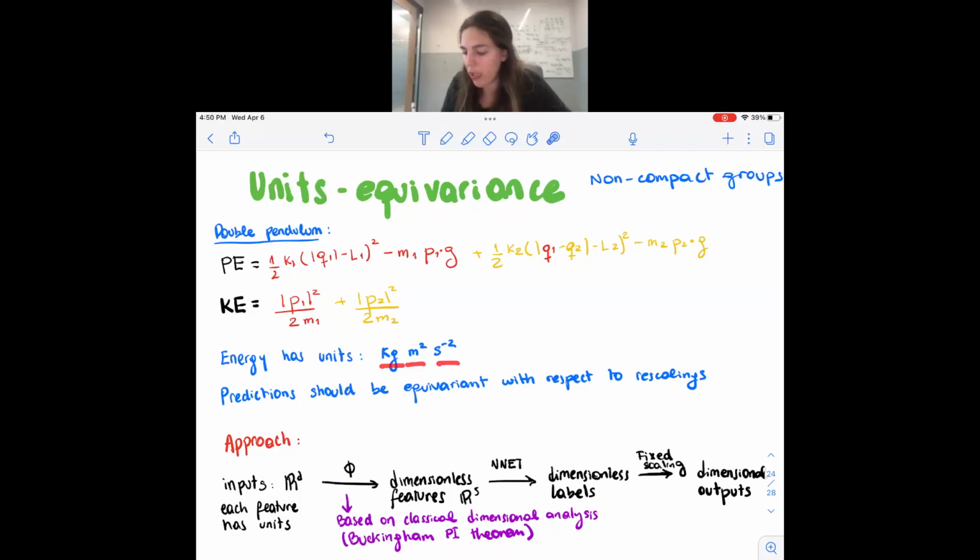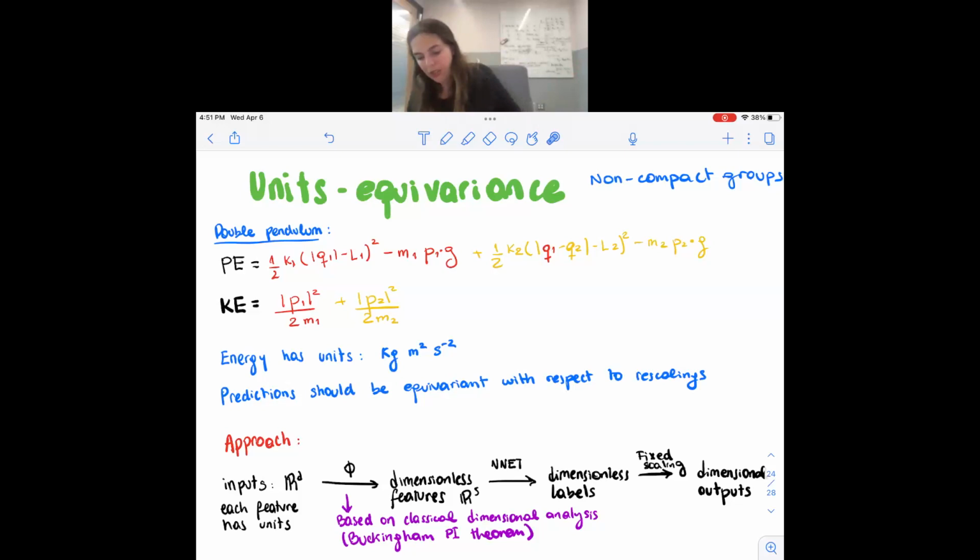If I take my pendulum and express every mass in pounds instead of kilograms, then the prediction that I obtain has to be equivariant with respect to that transformation. If I multiply everything that has units of kilograms by five, then the output should also be multiplied by five, to be consistent with the units. You can write this as the predictions being equivariant with respect to scalings. And the group of scalings is a non-compact group, because for any positive real value, I can rescale any of these units by that value.